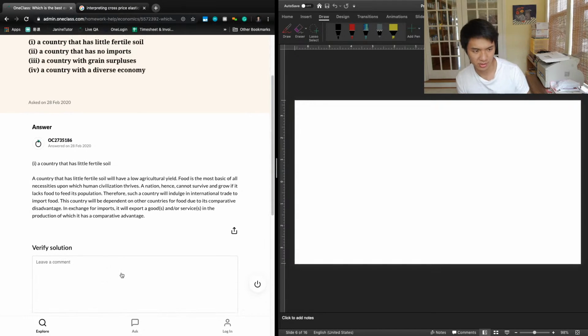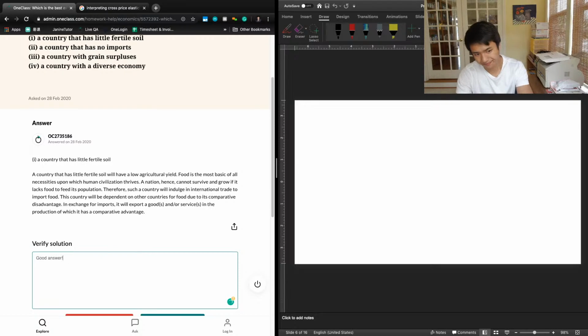So let's take a look at the previous year's answer. And they also said 1, a country that has little fertile soil. And they said a country that has little fertile soil will have a low agricultural yield. Food is the most basic of all necessities upon which human civilization thrives. A nation hence cannot survive and grow if it lacks food to feed its population. Therefore, such a country will indulge in international trade to import food. This country will be dependent on other countries for food due to its comparative disadvantage. In exchange for imports, it will export a good or service in the production of which it has a comparative advantage. So yeah, definitely agree with that statement, and nothing really much to add there. And we can move on to the next question.